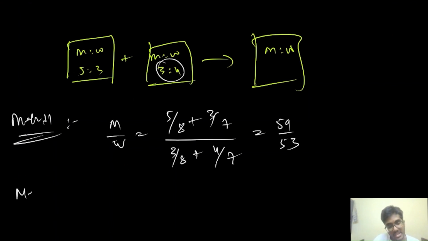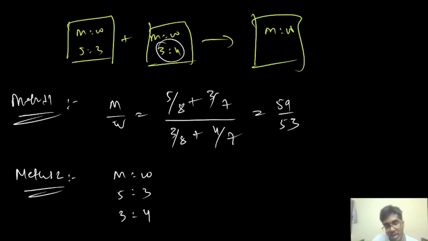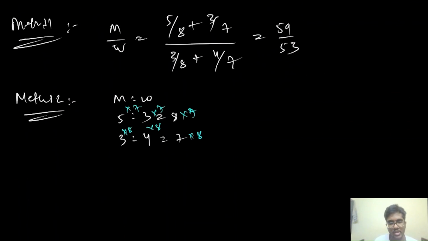We'll be solving with method 2. What is method 2 telling? First write the milk is to water ratio, that is 5:3, and we have 3:4. Now what is the total parts here? It is 8, and the total parts here is 7. 5 plus 3 is 8, 3 plus 4 is 7. Equate them. So we multiply this with 7 and we multiply this with 8. What is the ratio that you are going to get from this? You get 35 is to 21, and we get 24 is to 32.